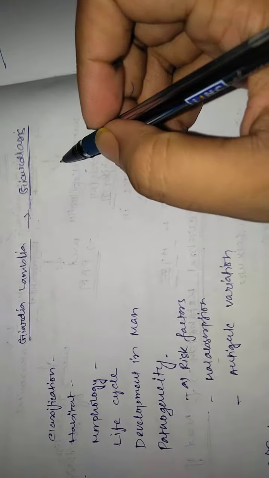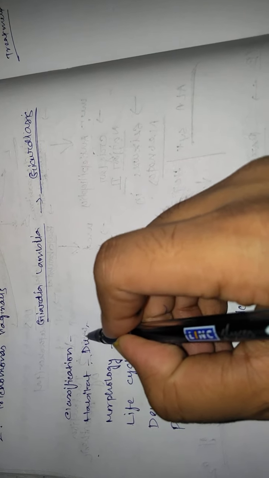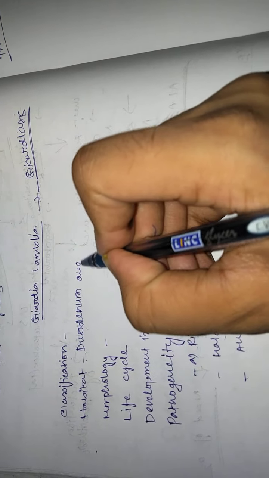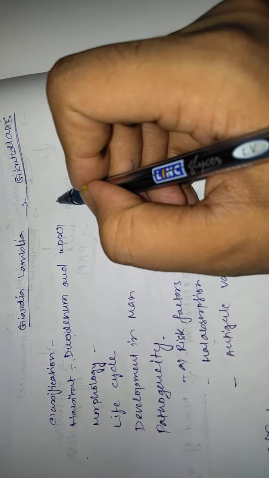Now talking about the habitat. In humans, this particular parasite is present in the duodenum and in the upper jejunum.